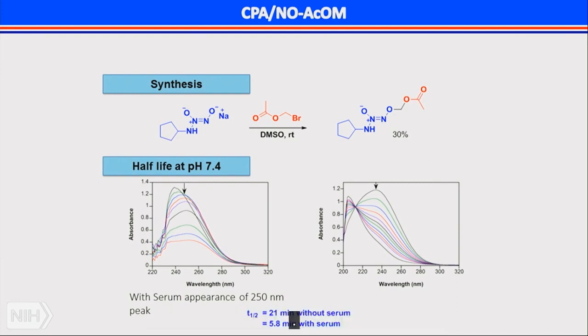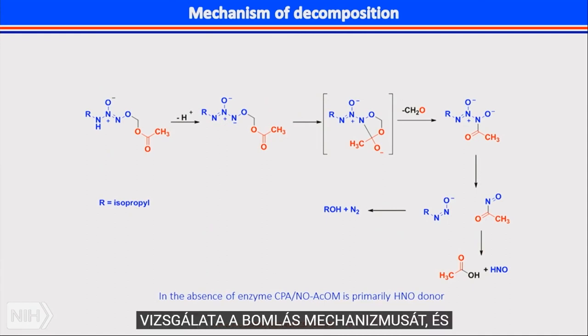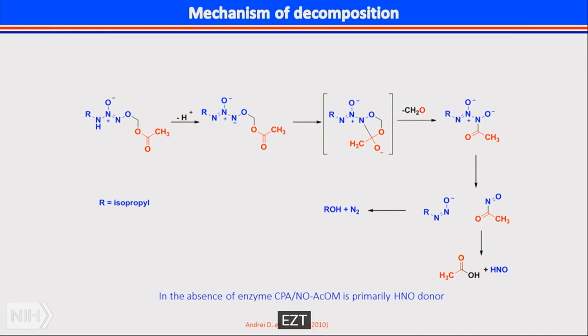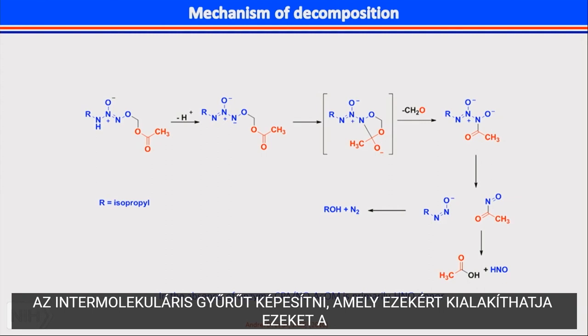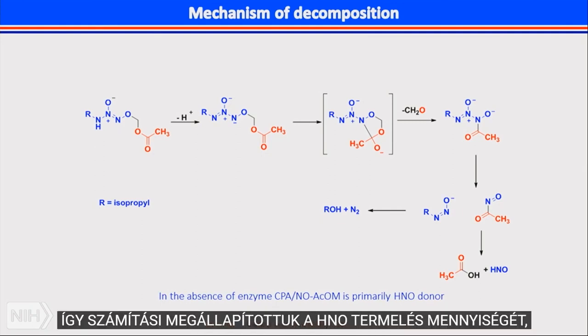We further investigated the mechanism of decomposition, and we found that this proton can be deprotonated easily, and then it can form this intramolecular cyclic ring, which can then form this nitrosamine-based compound, which decomposes to form HNO. So when we have this O2 protection, and when there is no serum present, these molecules are pure HNO donors. We quantified the amount of HNO production, and it was about 97%.